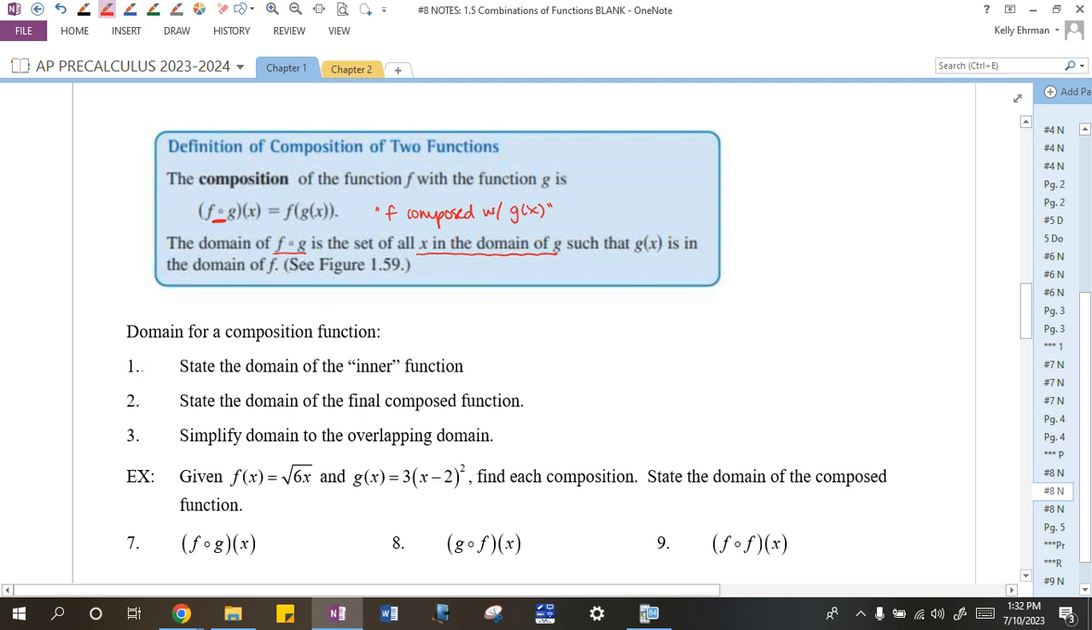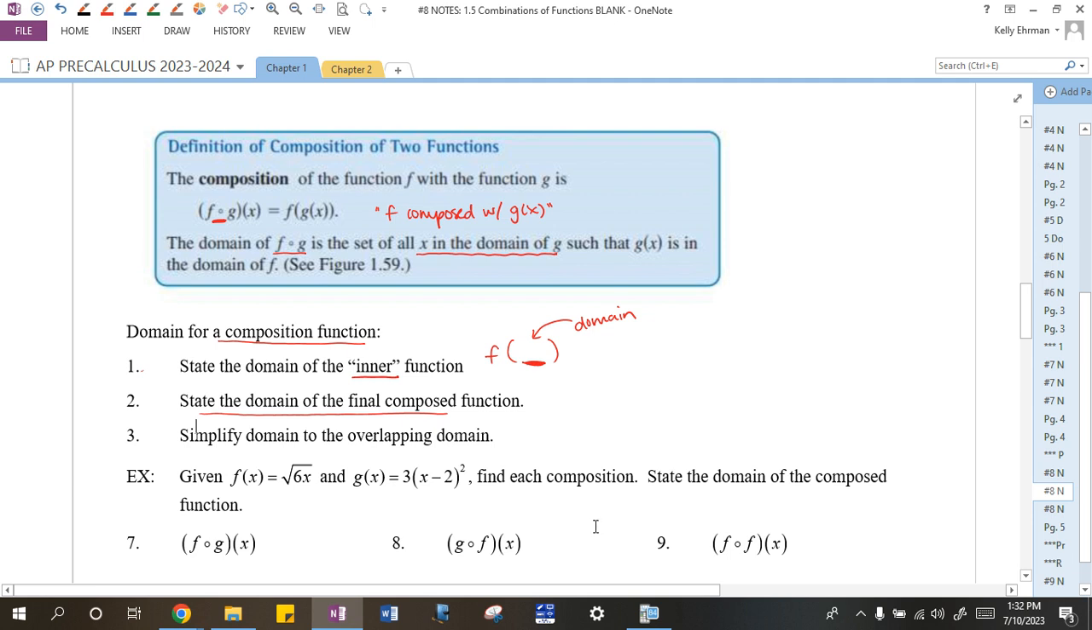When you're doing domain for a composition function, first state the domain of the inner function. If there are any restrictions, those restrictions have to make it into the final answer. Then you do your composition and take a look at your final answer. If there are any extra restrictions, like maybe now x can't equal 2 or something, that domain restriction has to make it into the final. So when we look at those two pieces, we look at the overlapping domain. If there's anything that they have in common, then that's our final domain.